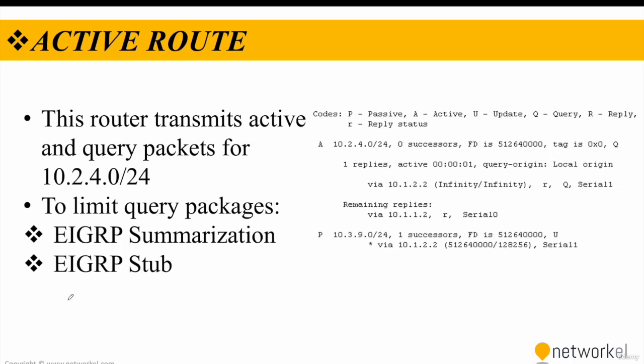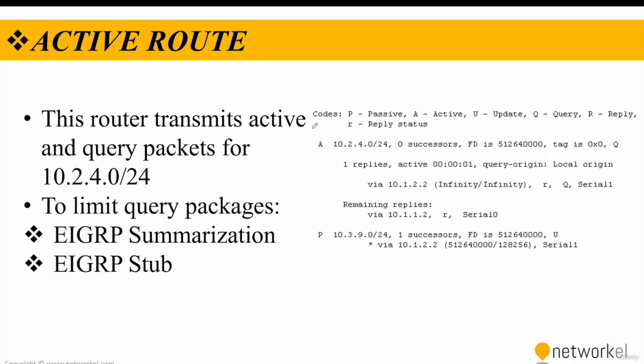Limiting query packets in the EIGRP protocol can help manage network stability and reduce the overhead associated with route recalculation. EIGRP uses query packets to find alternate routes when a route becomes unavailable. However, excessive querying can lead to increased network traffic and longer convergence times. We can limit the query packets in EIGRP by using route summarization, EIGRP summarization, and the EIGRP stub.